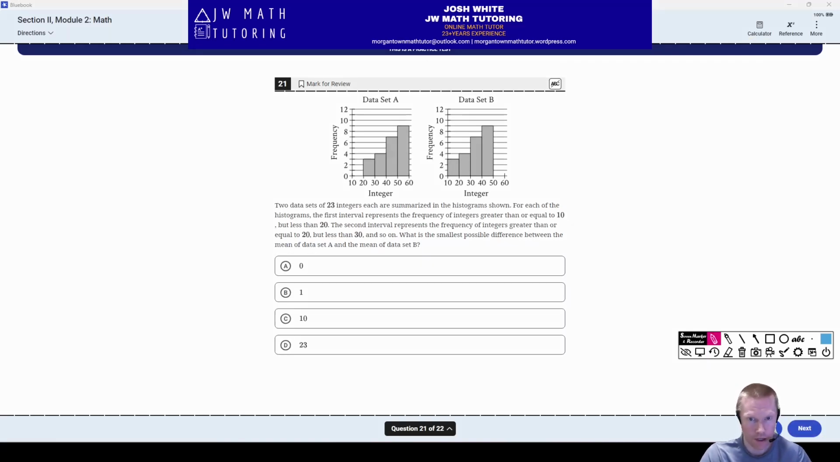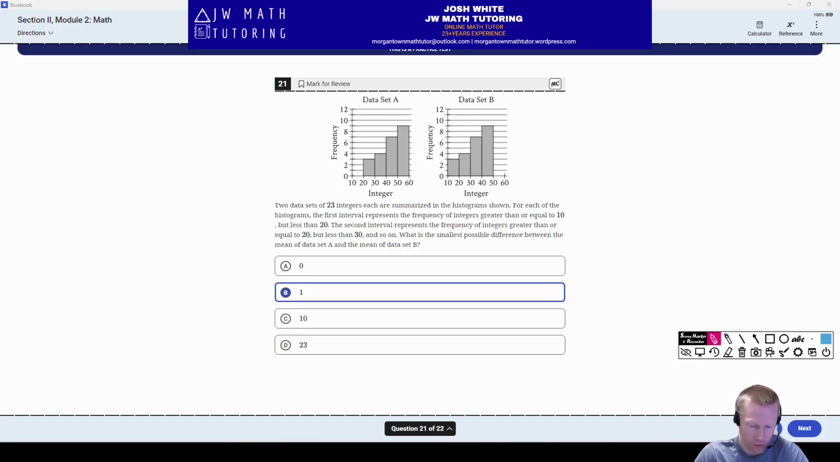Next up, we have a problem involving two data sets. Basically, they want to know what's the smallest possible difference between the mean of each of these. Okay, so I'll just tell you right off the bat, the answer is B, it's 1.